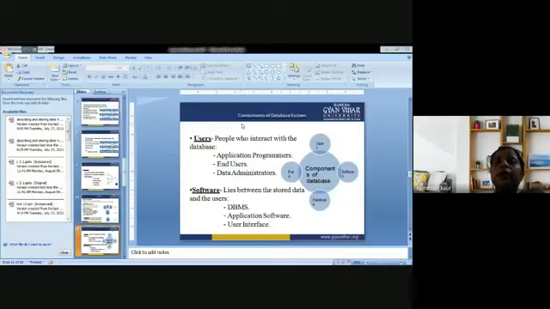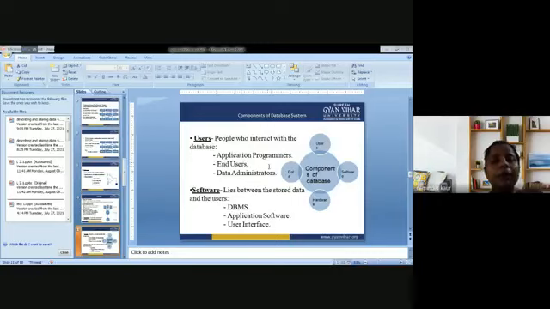So next is, what are the components of database management system? So these are various components of database management system. It consists of users, software, data, and hardware. So what is user? People who interact with the database. That are basically user. It could be application programmer, it could be end user, it could be data administrator. So these are the various types of users that could be there, who are actually using the applications of the database, who are actively involved in using the database application.